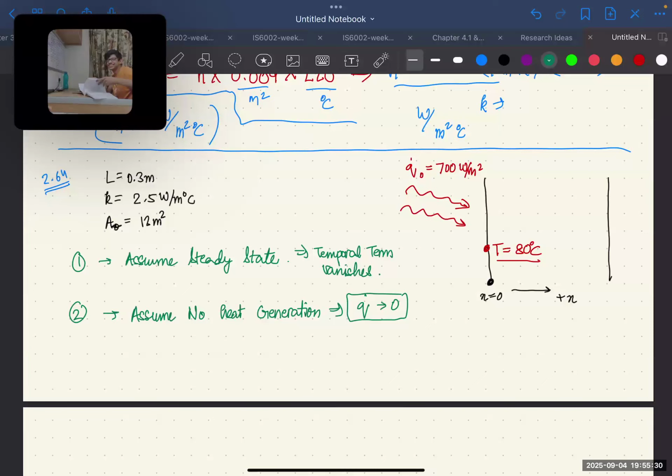Now they want us to express the differential equation and the boundary conditions for steady one-dimensional heat conduction through the wall. They're assuming 1D heat transfer, right? Third thing is, assume 1D heat transfer.